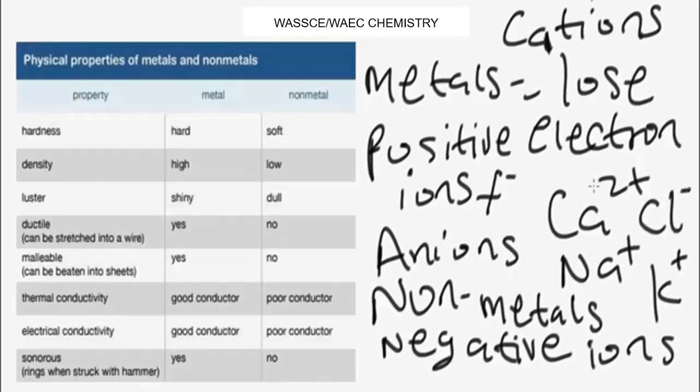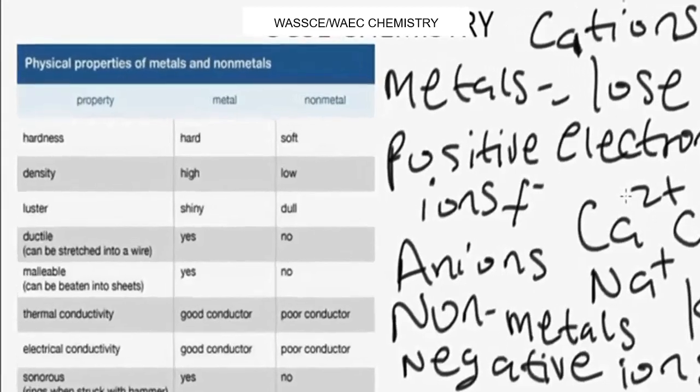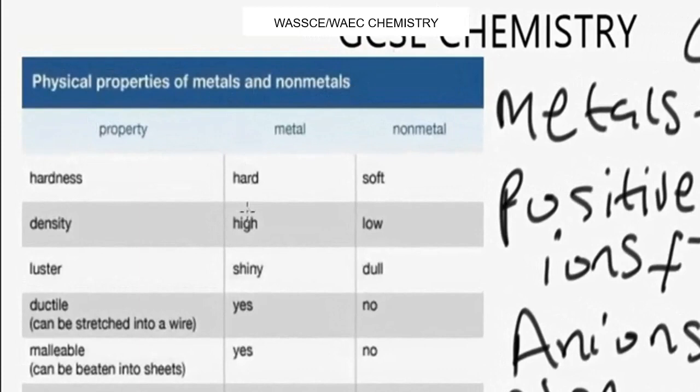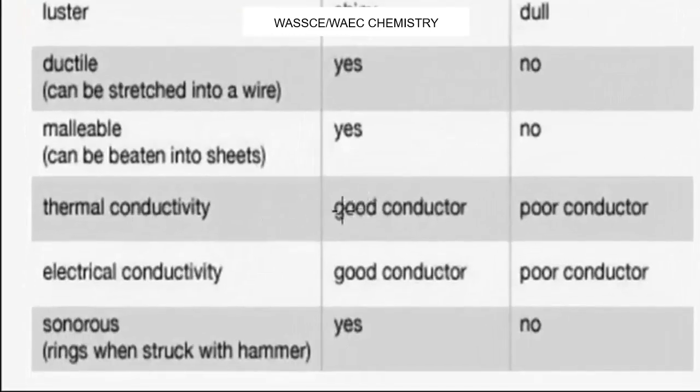Okay, so having known this basic information about metals and non-metals, now let's explore their physical properties using this table. For metals, their physical properties include: metals are hard in nature, they have high density, that is, high weights, they are lustrous in nature, that means they are shiny, they are ductile, that means they can be stretched into a wire, they are malleable, that means they can be beaten into sheets, they are good conductors of heat, and they're also good conductors of electricity. Metals are sonorous in nature, that means they can ring when you strike them with a hammer, that they can make noise when you hit them hard.